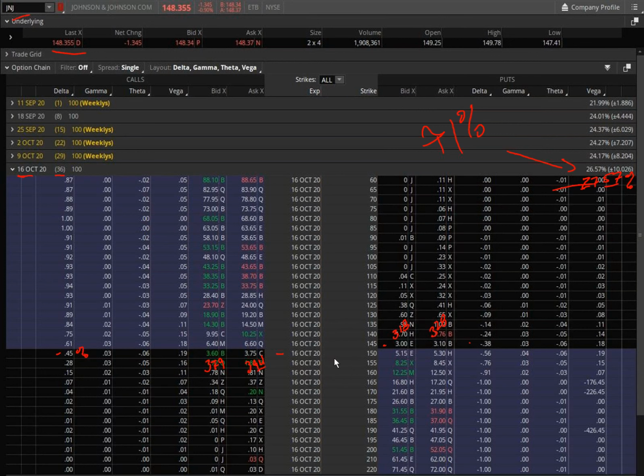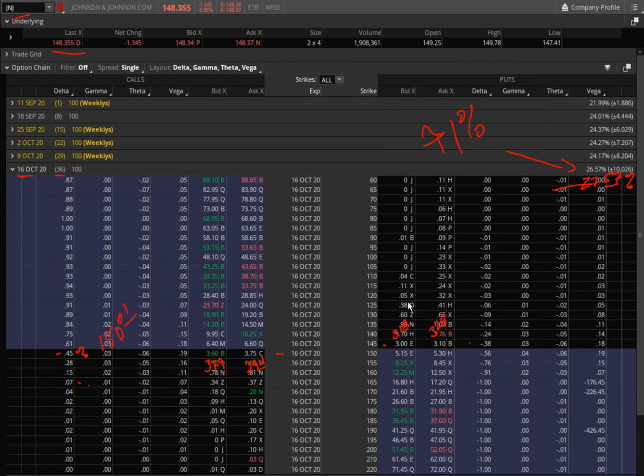Johnson & Johnson is going to be trading at 150.01. And flip side, there's a 7% chance that those corresponding calls are going to be at 165.01. Same on the put side.